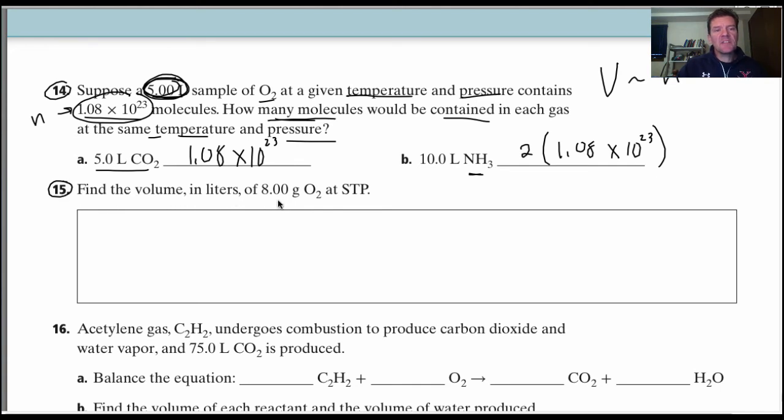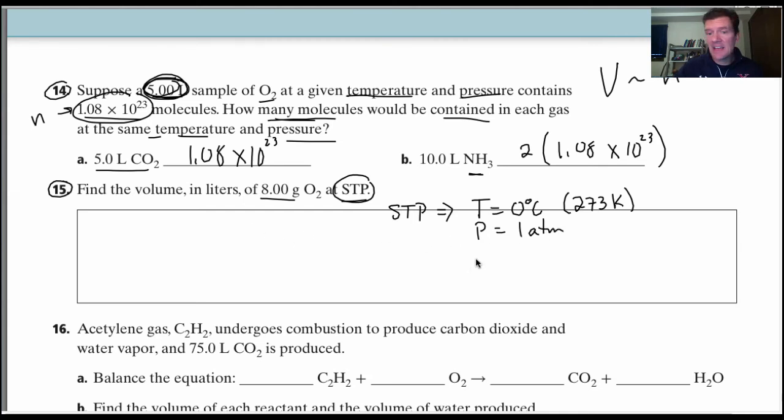Number 15. Find the volume in liters of 8 grams of oxygen at STP. Now, we know that 1 mole at STP, remember this is standard temperature and pressure, means the temperature is 0 degrees Celsius, which is 273 Kelvin, and the pressure is 1 atmosphere. And given any gas, if n is 1 mole, then we know that the volume has to be 22.4 liters. Okay? Has to be.